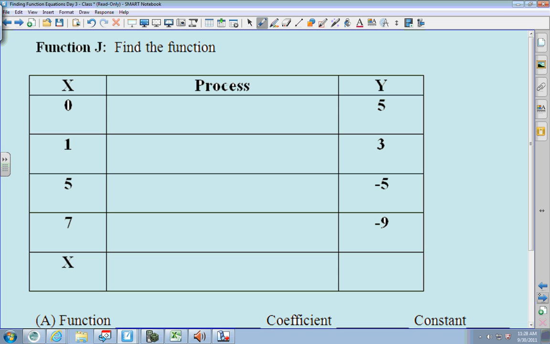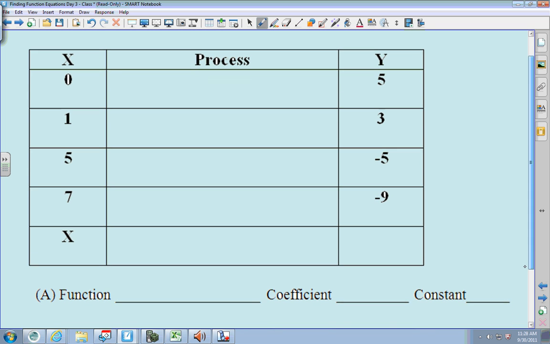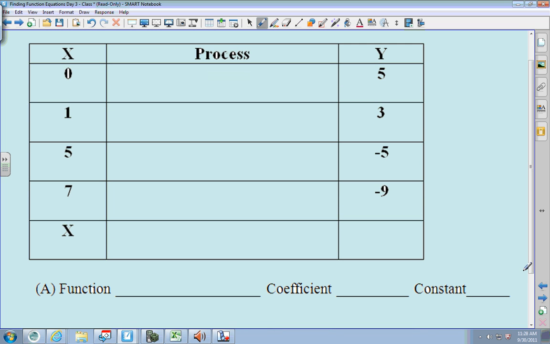Next one right here. Go through and let's find the equation and be able to answer this. Step 1 is to find delta y. Delta y right here is minus 2. Going down some more, it is negative 8, minus 8, and minus 4.